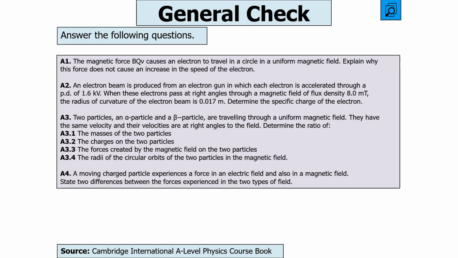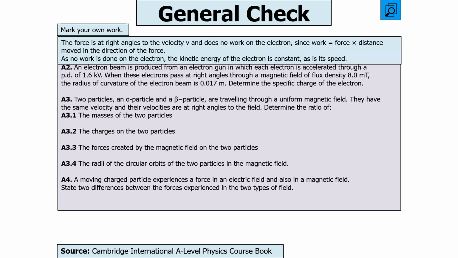Then two particles, an alpha particle and a beta particle, are travelling through a uniform magnetic field. They have the same velocity and their velocities are at right angles to the field. Determine the ratio of the mass of the two particles, the charges of the two particles, the forces created by the magnetic field on the two particles, and the radii of the circular orbits of the two particles in the magnetic field. Then, a moving charged particle experiences a force in an electrical field and also in a magnetic field. State two differences between the force experienced in the two types of field. So pause the video now, then unpause the video when you want to go through your answer.